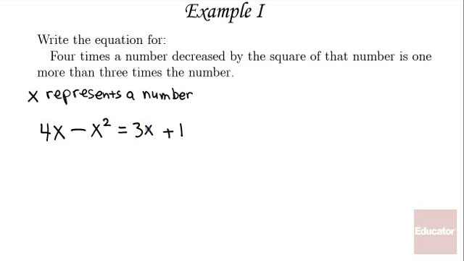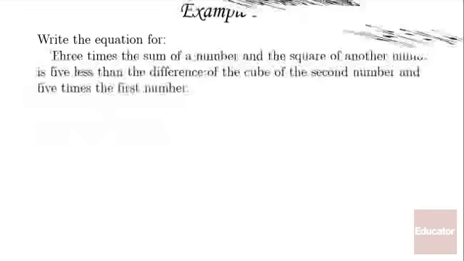When you're finished writing the equation, read the sentence again and double check that you've written everything correctly, that you've translated correctly. So 4 times the number, 4x. Decreased is subtraction by the square of that number, X squared. Is, so I have my equal sign. 1 more than, I added 1 to 3 times the number. So 4x minus x squared equals 3x plus 1 is the equation for the sentence that I was given.